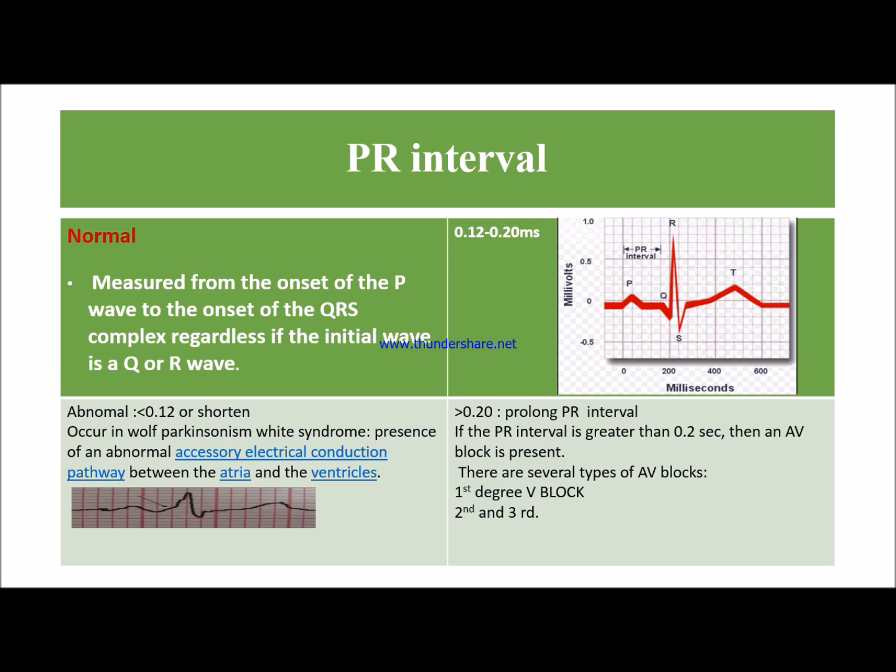It means the electrical conduction is coming through a pathway between the atria and the ventricle, so the electrical impulses arrive early and the duration will be shortened. It will be less than 0.12. If the PR interval is greater than 0.20 second, then AV block is present. There are several blocks: first degree AV block, second degree or third degree AV block. Let's see the first degree AV block.